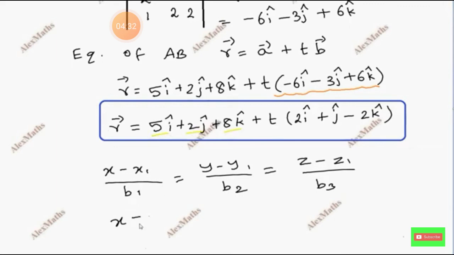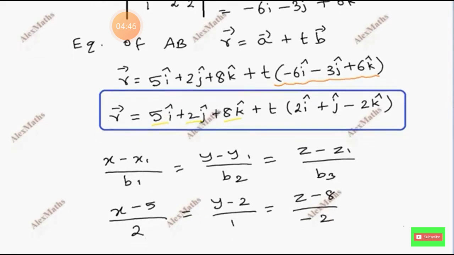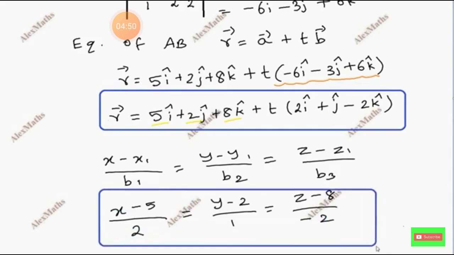So x minus x1 by b1 equals y minus y1 by b2 equals z minus z1 by b3. What is your b1? 2. b2 is 1 and b3 is minus 2. Okay, we can write like this. That's all, your answer.